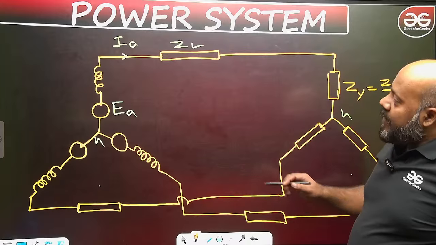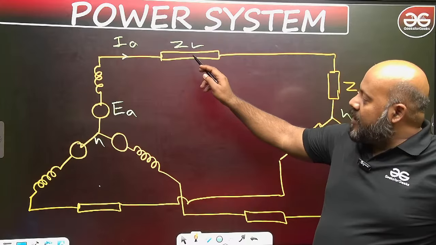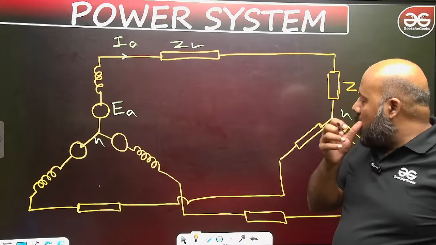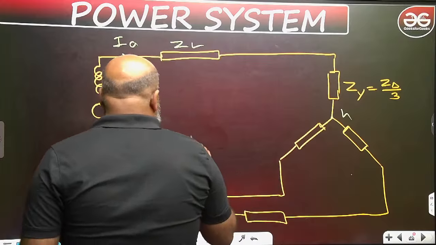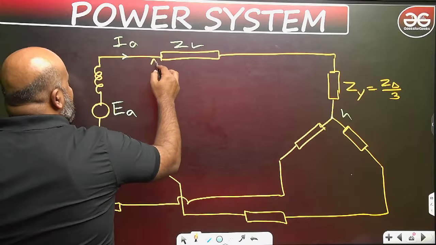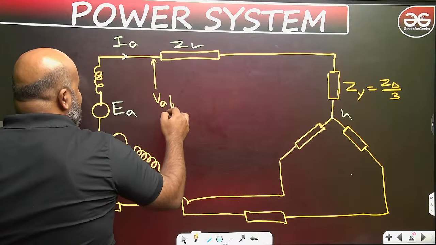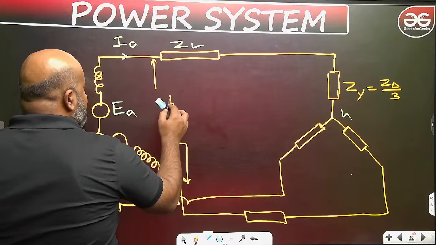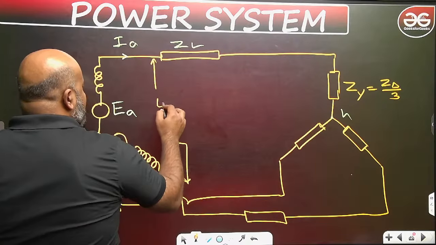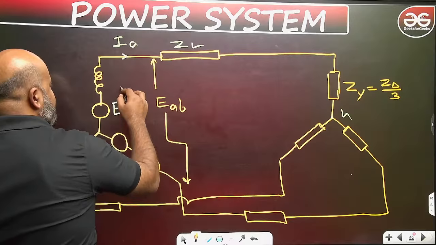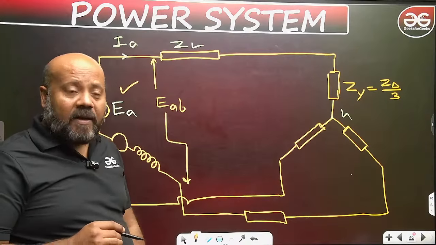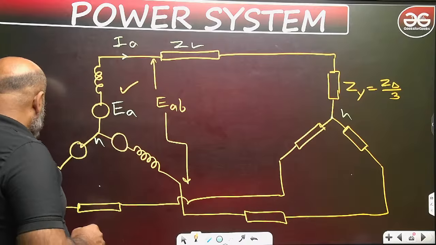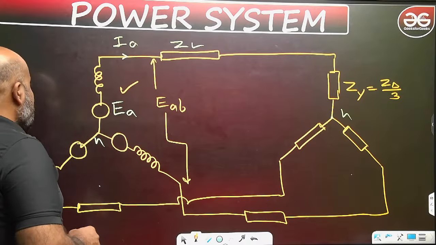Now he is giving you the line voltage. It means voltage between A and B. What he was giving you was VAB, or EAB, sorry. He was giving you EAB, the line voltage. So first I need this phase voltage. Line to phase voltage, how I am calculating?